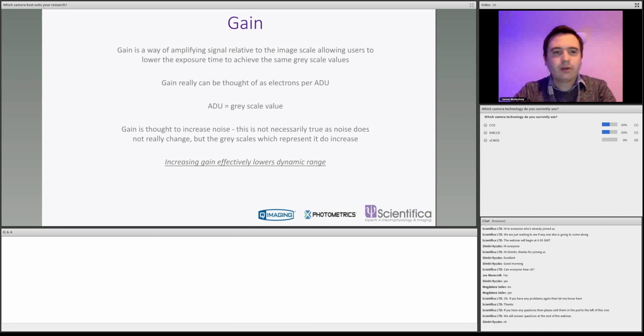So gain is often thought to increase noise, and of course it's not actually doing that. What it's actually doing is increasing the number of grayscales that noise is looking at. So it feels noisier, but that's because you need less light to get to the same exposure. One problem with that is that because you're reducing how many electrons you can effectively fit in each pixel, you're effectively lowering dynamic range, which gives you an issue with that.